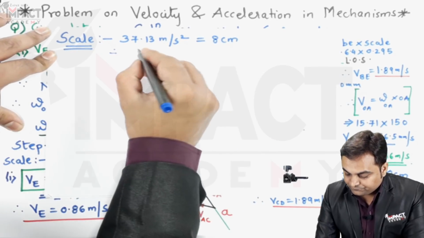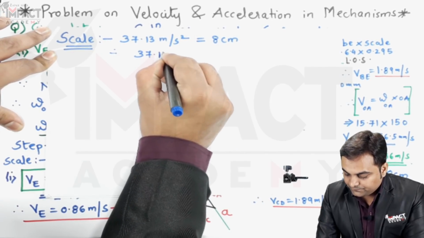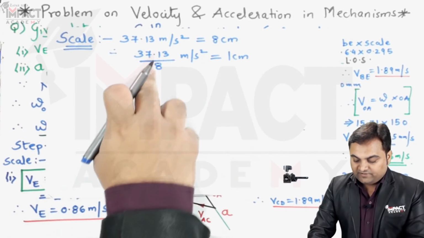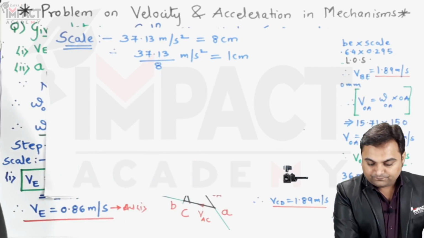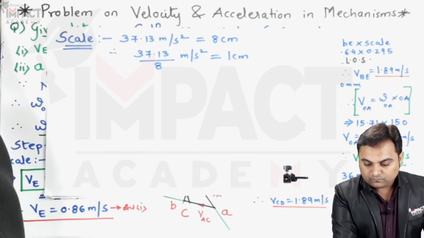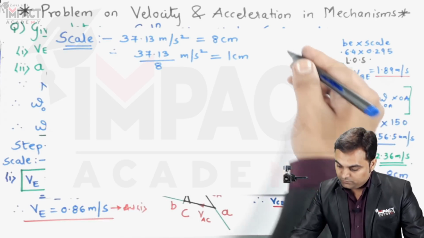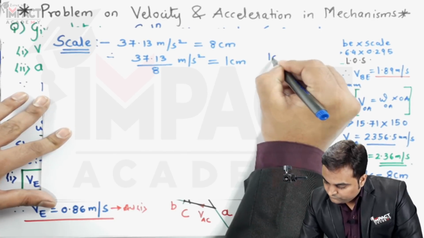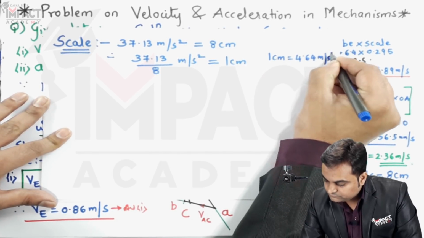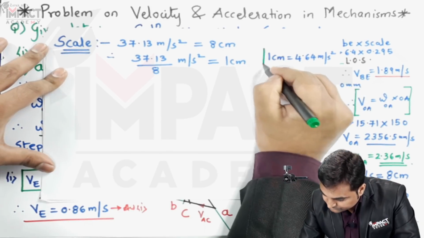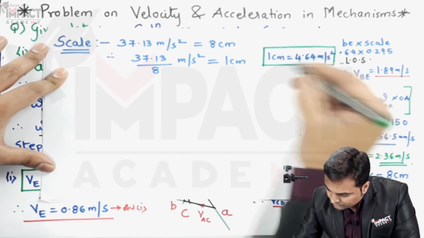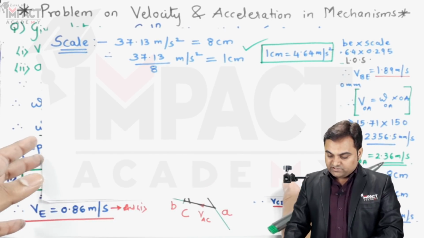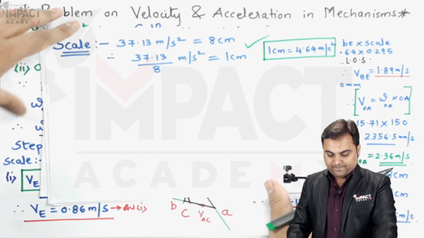So therefore 37.13 divided by 8, this value comes out to be 4.64. So it means the scale is 1 centimeter is equal to 4.64 meter per second square. Now this scale would be used for the acceleration diagram.